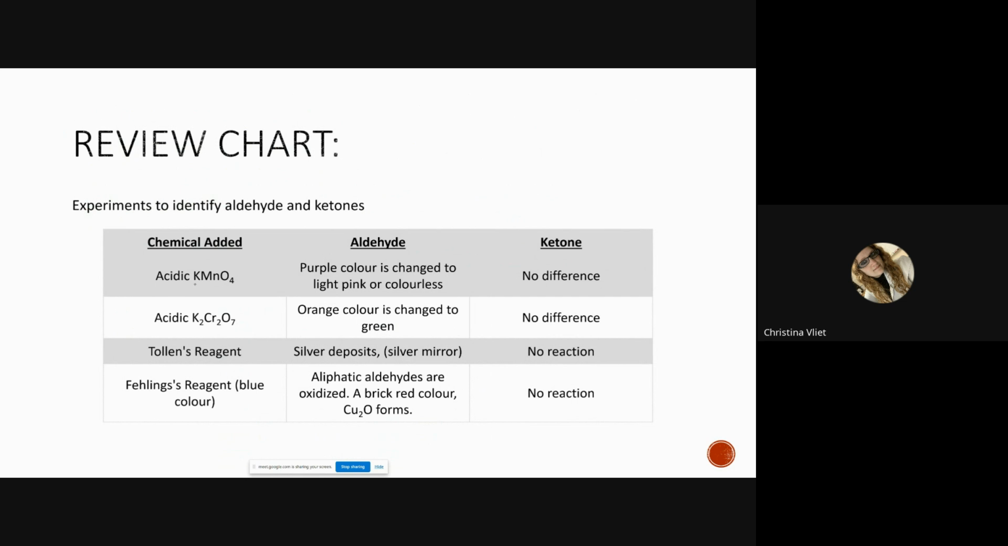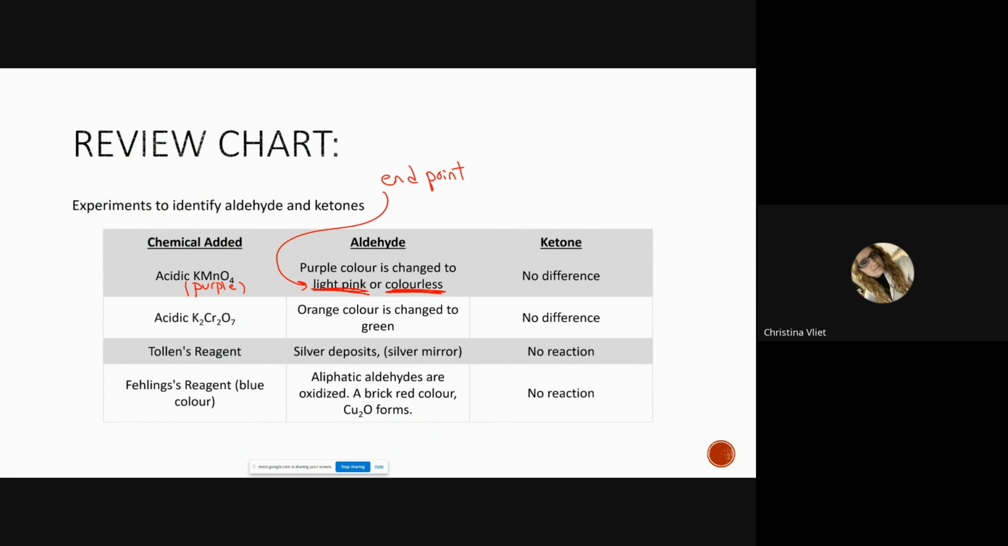KMnO4 itself is purple, like a dark purple. If it is oxidizing an aldehyde, it's going to turn light pink or colorless. Light pink is the end point, and colorless is actually too far if we were talking about a titration. But that's KMnO4. It starts purple, it either ends light pink or colorless.